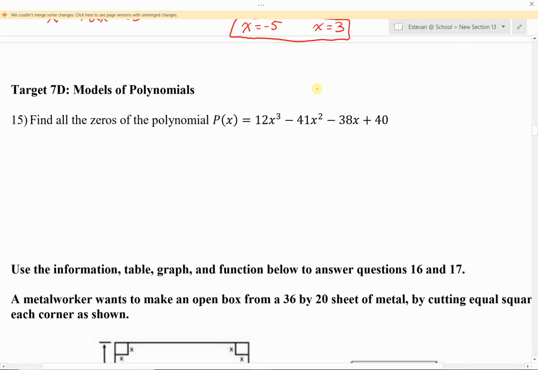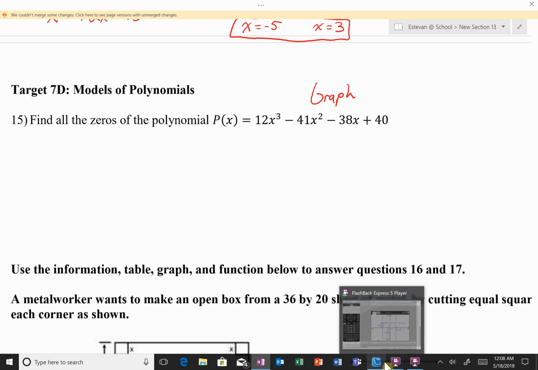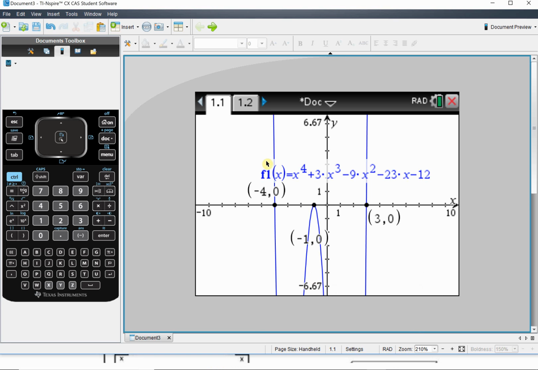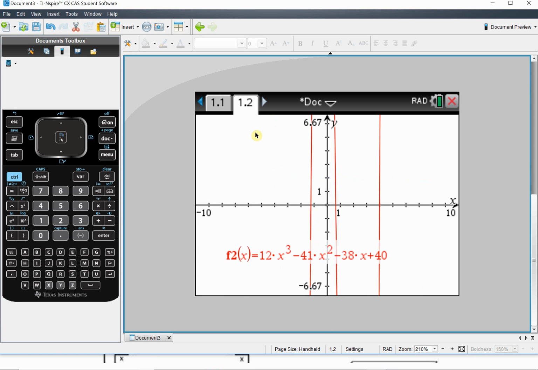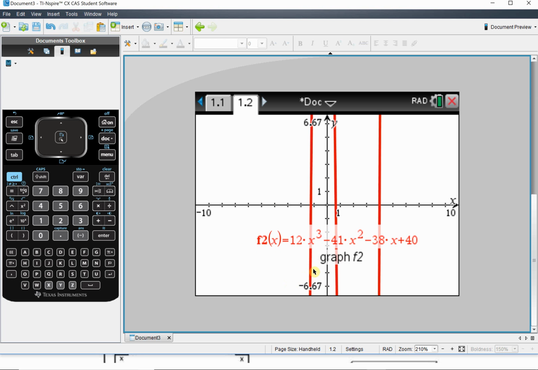Because it's technology, we could just graph it and do the same thing. So we graph it, already have it ready. Here we go. Here's the graph. 12x cubed minus 41x squared minus 30x plus 40. We need to find the solutions, so therefore they are called the x-intercepts. We have 3 of them this time.